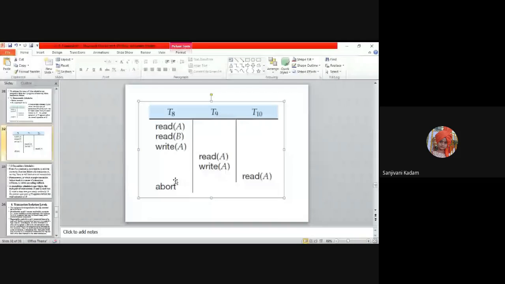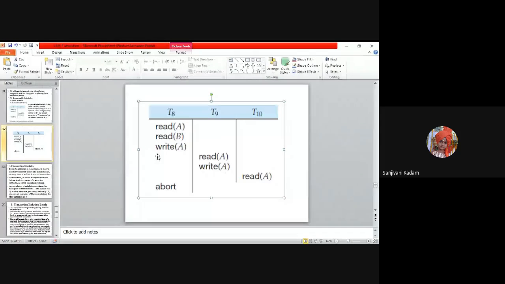Roll back T8, as T9 has read the value; this read A appears after the write A, which means T9 has read the value written by T8. So this transaction also needs to be rolled back. And T8 has read the value written by T9. As this is getting rolled back, T10 will also get rolled back. It means that the failure of T8 alone has resulted in the failure of T9 and T10.